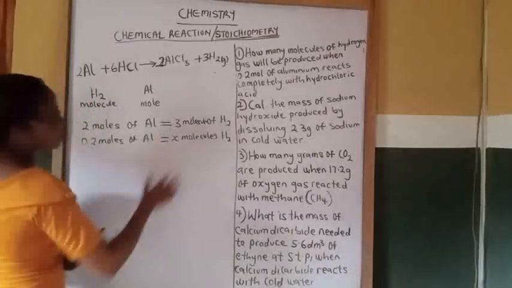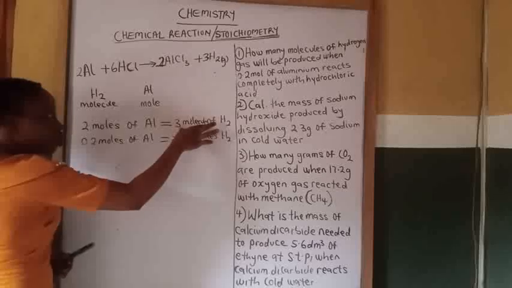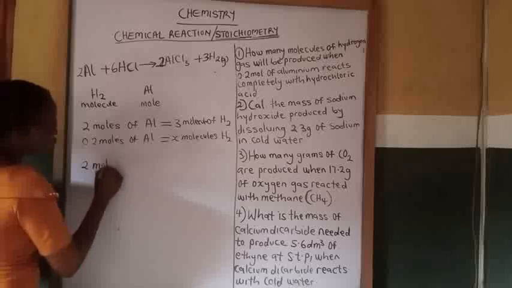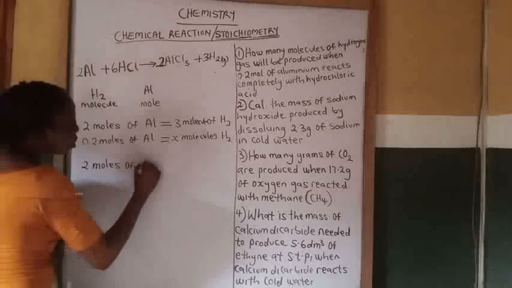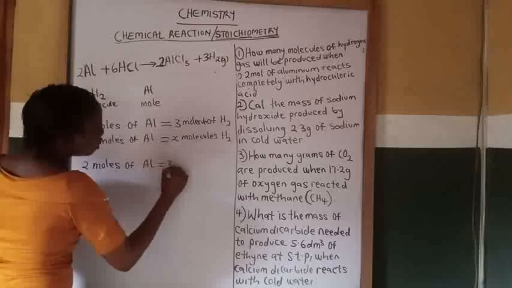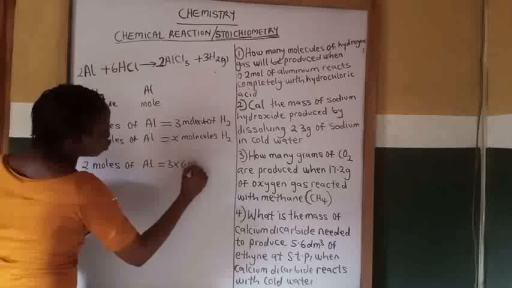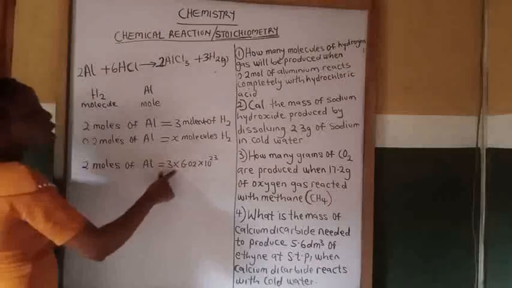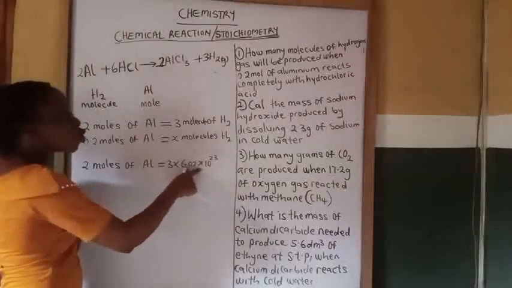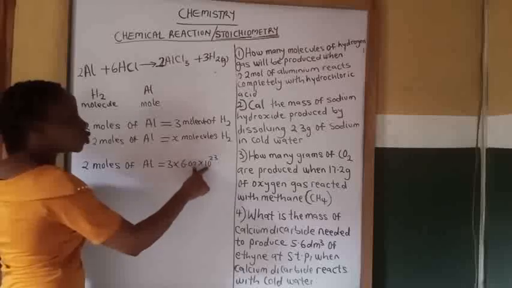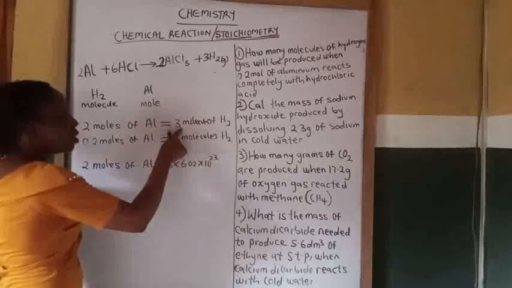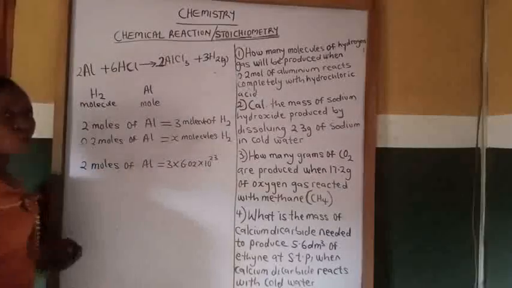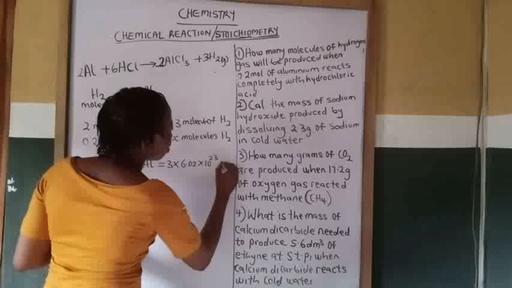Is equivalent to your Avogadro's number. So we have to convert these 3 molecules to what? To Avogadro's number. So therefore we say 2 moles of aluminium equal to 3 times 6.02 times 10 raised to power 23. So 1 mole of 1 molecule of any substance equal to 6.02 times 10 raised to power 23. Then we're having 3 molecules, so it will be 3 times 6.02 times 10 raised to power 23 of hydrogen.